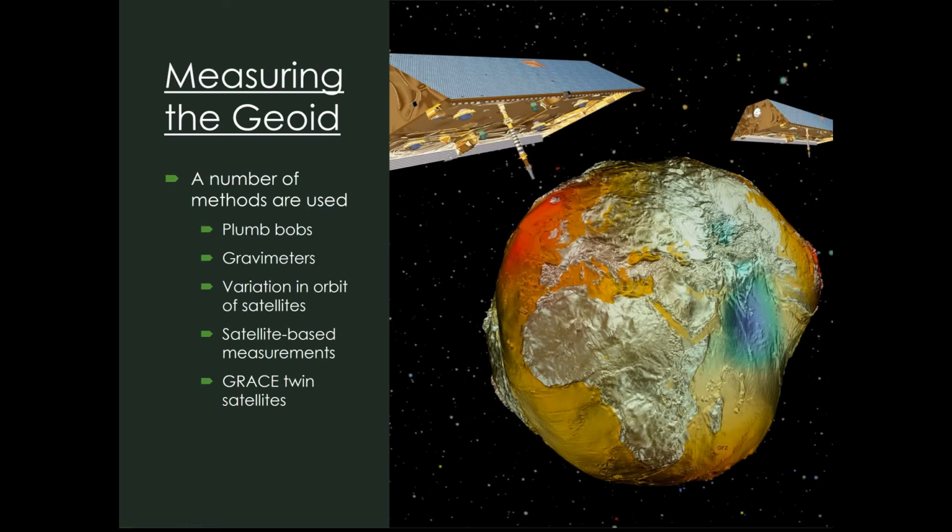So, there are a lot of different methods for measuring the geoid. Historically, plumb bobs are the oldest and most basic way that we can do this. We could use gravimeters to measure gravity at specific locations across the Earth. We could monitor variations in orbit of satellites as they move closer and further away from the surface of the Earth based on gravitational pull. And then, of course, we have satellite-based measurements. And that's where we enter the GRACE twin satellites, which currently are in the process of creating a large gravitational model of the entire Earth. Thanks, NASA.